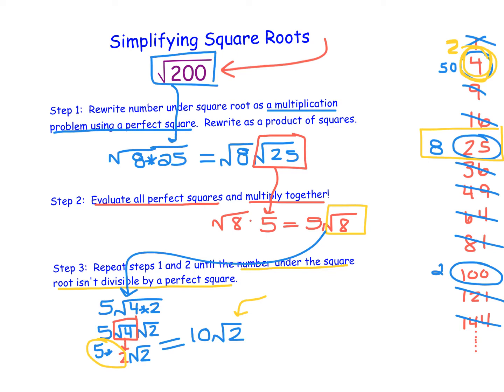And that one's not counted because every number is divisible by 1. So what I'm noting here is that this is finally fully simplified. And we have 10 times the square root of 2.